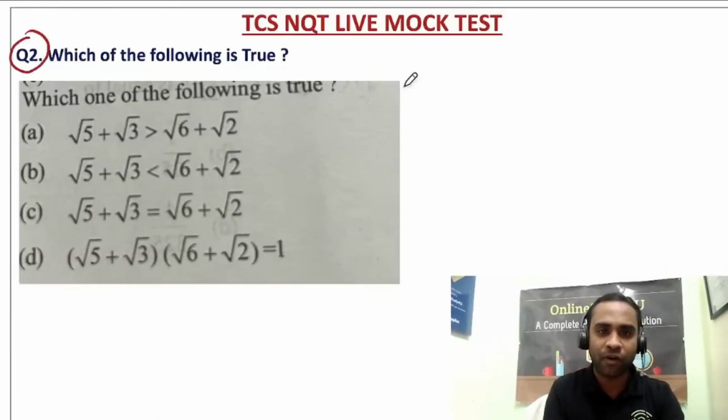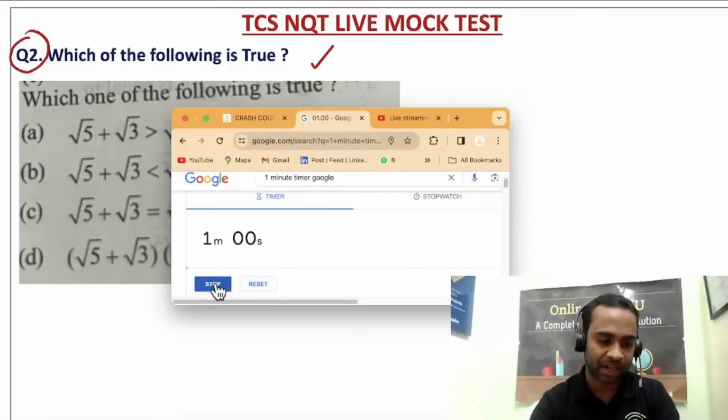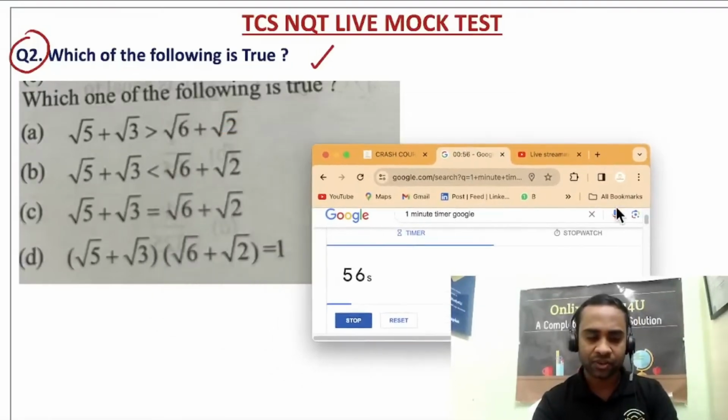Which of the following is true? And now I am going to start the timer here. So this problem is also again very, very simple. So this is again a simple question.